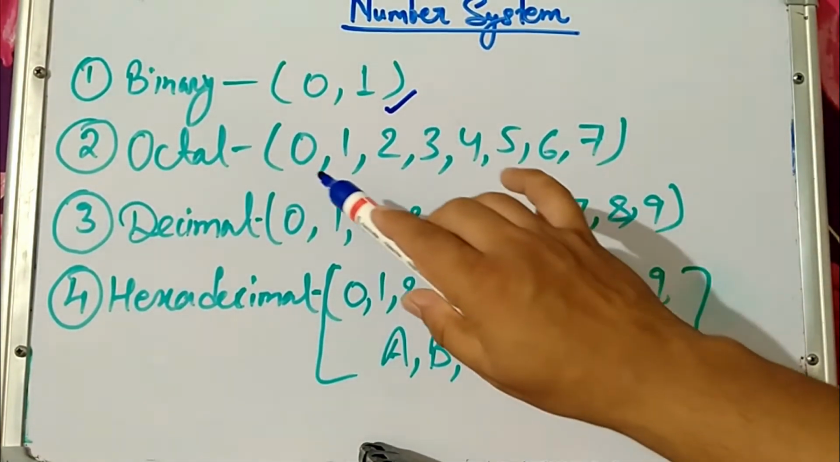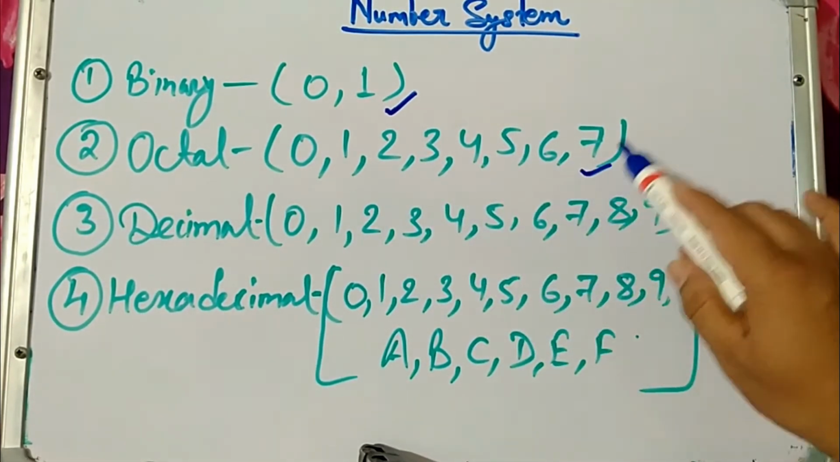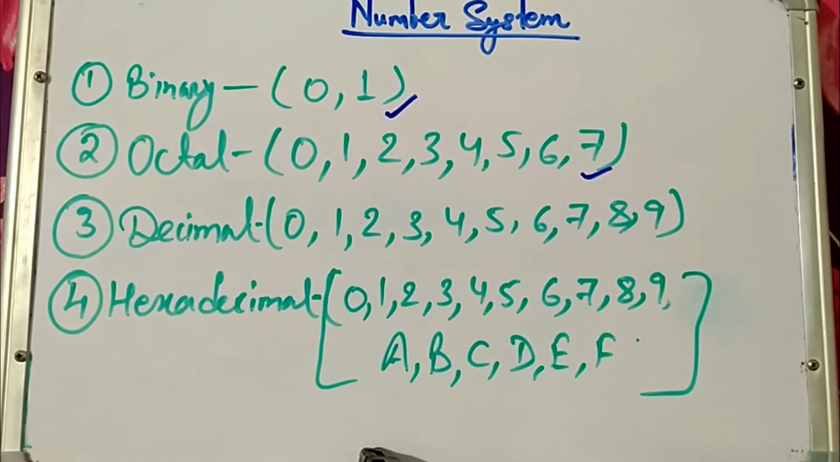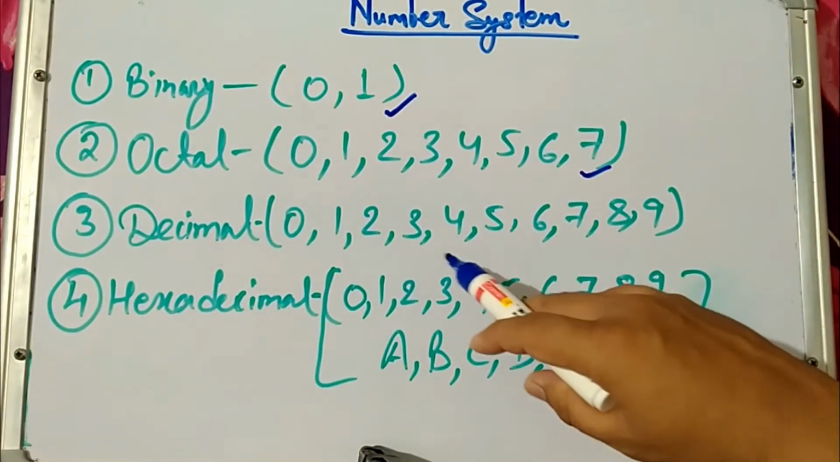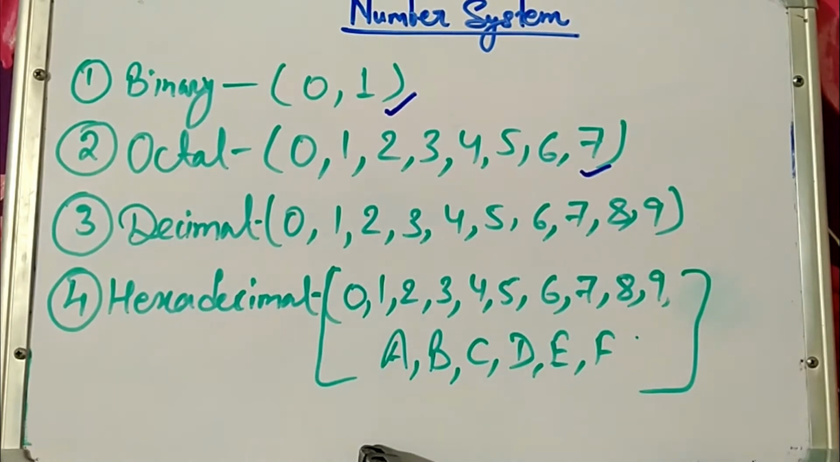Octal contains the numbers 0, 1, 2, 3, 4, 5, 6, 7. This many numbers only. Apart from this there is no other number. Make sure octal will accept 0 to 7. After that we have the decimal number system, which contains 0, 1, 2, 3, 4, 5, 6, 7, 8, 9. With this you can make any number.